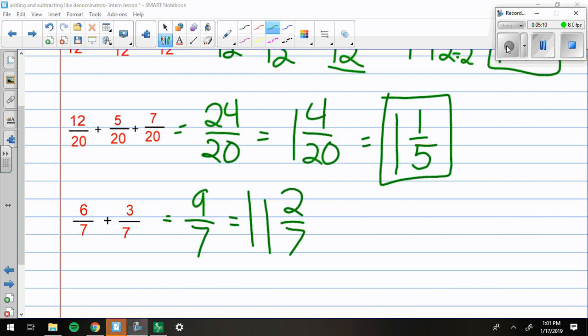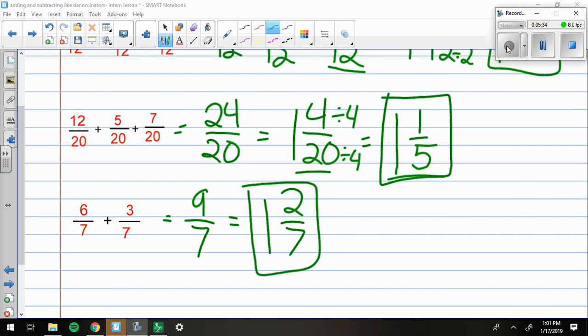For our first one, let me just circle that real quick. For our first one, we add up 12 20ths, 5 20ths, and 7 20ths, and we get 24 20ths. We need to regroup. In other words, just make it into a mixed number. And we get 1 and 4 20ths, but that's not it because we need our answer in simplest form. Divide numerator and denominator by 4, and you would get 1 and 1/5. And that is it. That is in simplest form.